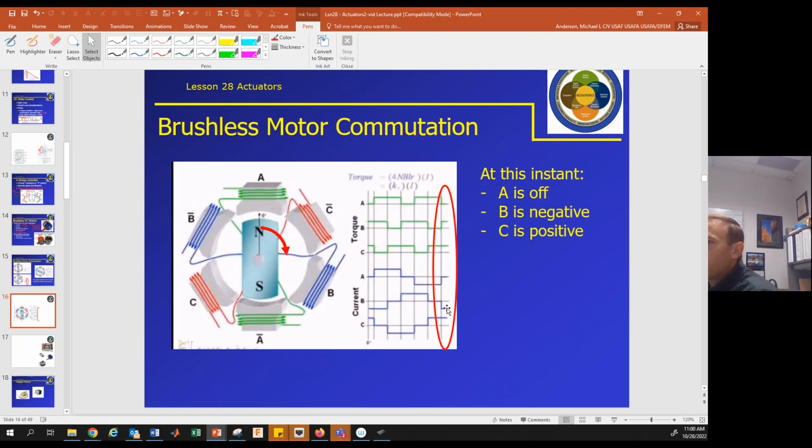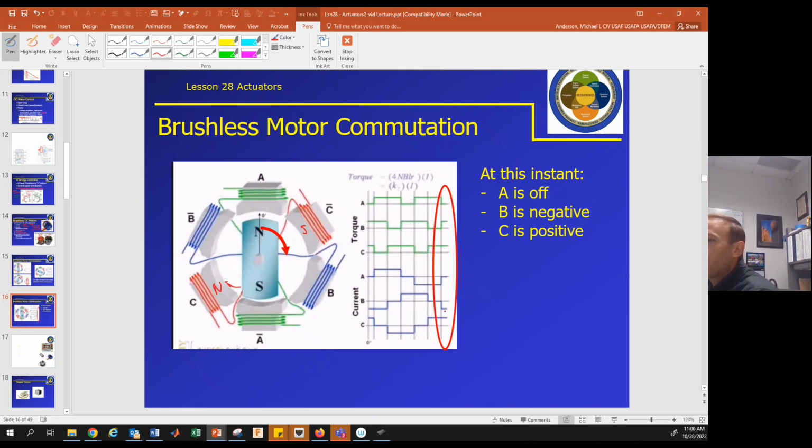Okay, so here, what's going on with the current? A is off, B is negative, C is positive. So this is what I want to talk about. It's already at A, so we're going to turn A off. Presumably in the previous step, A was on and it was attracted to A. Now we're turning A off, and we're going to give positive current to the C windings. That's going to put a north pole right here and a south pole right here. So this north on the rotor is going to be attracted to the negative side of C, where the south pole is, and this south pole is attracted to that north pole.